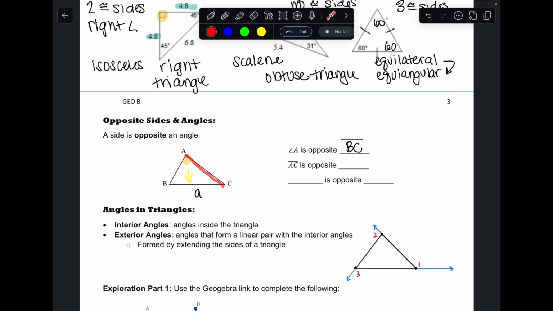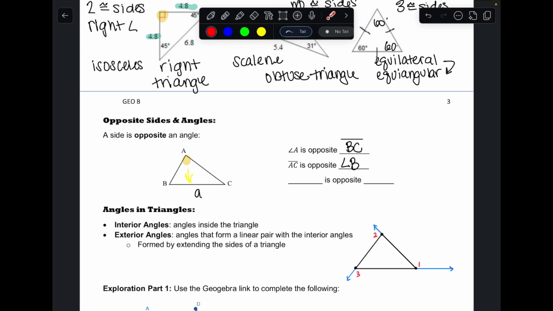AC, right here, if we go across, AC is opposite angle B. Also notice how the segment that is opposite the angle does not have the angle's vertex in it, meaning there's no A in this segment name, or there's no B in this segment name, because it's completely opposite. It's not hitting that segment at all.